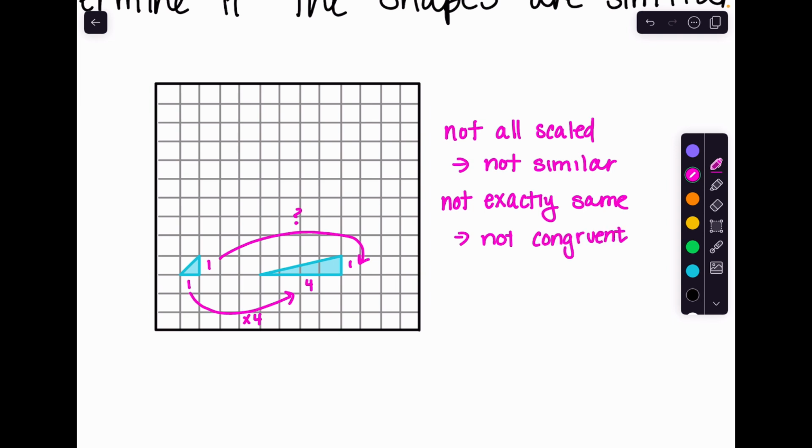Okay. So congruent means you have exactly the same shape. Similar, yes, they are both triangles, but I didn't do the same thing to both sides, which means these angles here did not stay exactly the same.